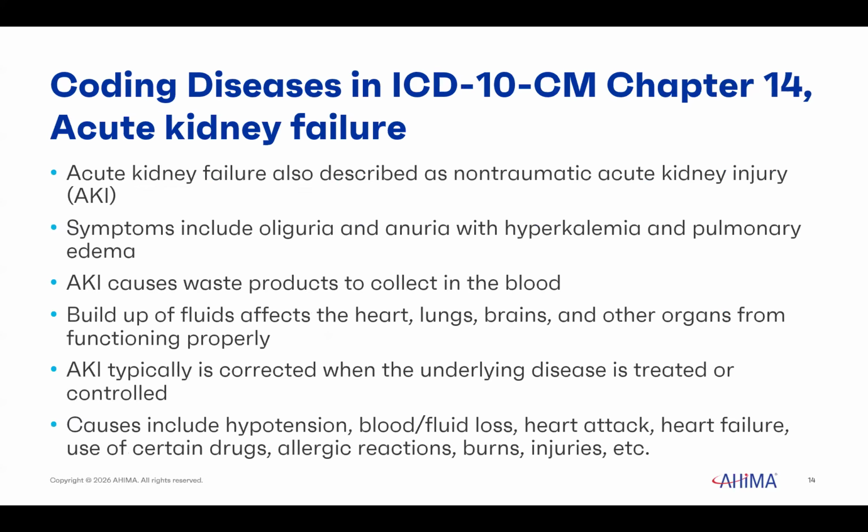A term that sometimes troubles people that are new to coding is acute kidney failure or acute kidney injury. Acute kidney injury sounds like something traumatic, but it's actually caused by conditions like blood loss, dehydration, infection that results in an injury to a kidney as opposed to trauma, right? And the coding of these requires knowing the exact clinical cause, since that influences not only the coding, but the sequencing. So you want to look at the documentation and look for terms such as hypotension, blood fluid loss, heart attack, heart failure, and so on.